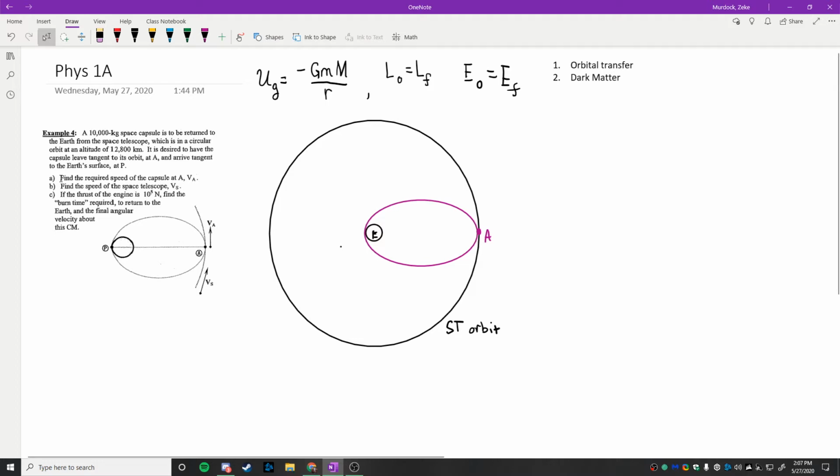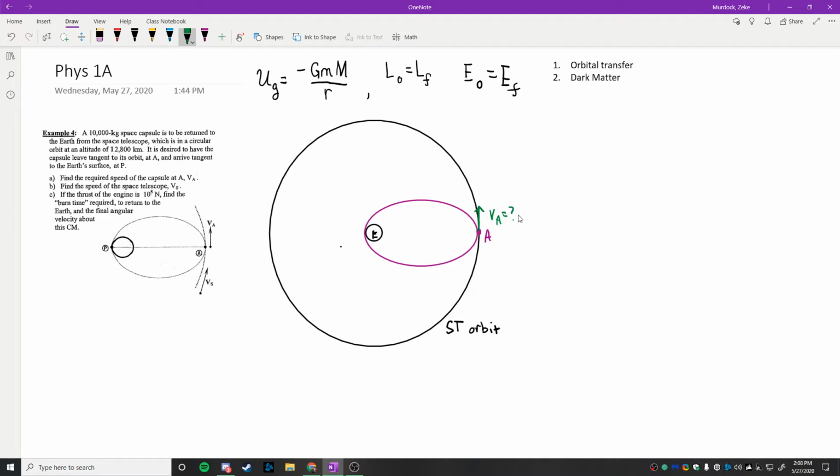So it says, find the required speed of the capsule at A, V_A. Find the speed of the Space Telescope, V_S, and then we need to do some other things here. But the goal is to figure out what speed you need to have right here for your shuttle. So the speed right here we're going to call V sub A, and that's really what we're trying to figure out. What speed does it need to have to get back to this point? Does the problem make sense to you guys?